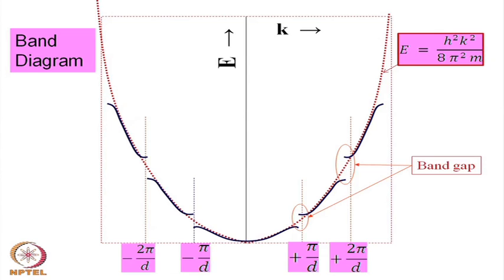So, it cannot occupy any energy level between these values, because this is your E energy axis. From this energy level it has to jump to the next energy level. These are forbidden energy levels. At different points, different values of the k vector, such discontinuities occur. So, this is one set of discontinuity, minus pi by d and plus pi by d.